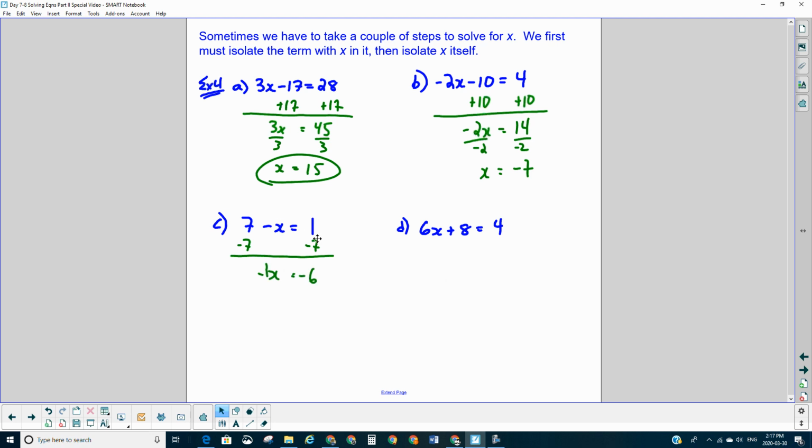And the 1 minus 7 gets us a negative 6. So I have this negative x, which remember, if it's negative x, there's a coefficient of 1. There's a number in front of it. We're still going to have to divide both sides by negative 1 to get that the answer is x equals positive 6. And if we go back and check that, it should make sense. 7 minus something is 1. That something has to be a 6. So 7 minus 6 equals 1.